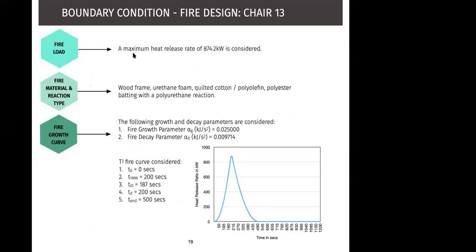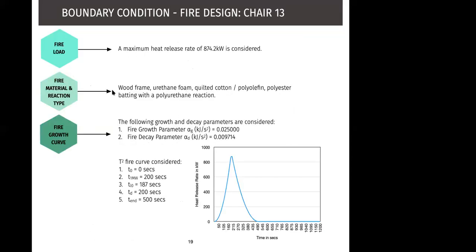For chair 13, you would have a maximum heat release rate of 874.2 kilowatt, which is in the previous slide. And you would consider the fire material as wood frame, urethane foam, quilted cotton, polyurethane, polyester batting with a polyurethane reaction. The growth parameter is 0.025, and the decay parameter is 0.009714.